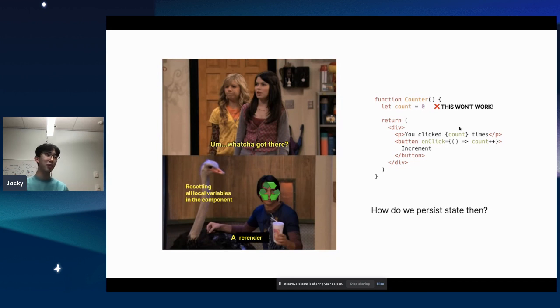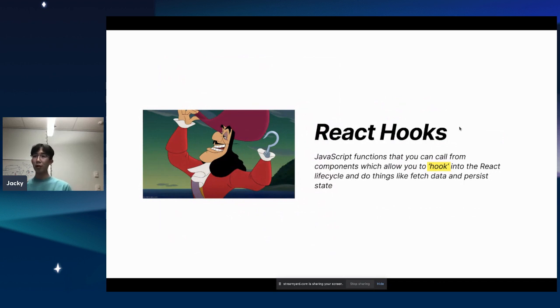So how do we tell React to explicitly memorize state, for example, or how many times we clicked a button? This is the whole point we get to with React hooks. React hooks essentially are just JavaScript functions that tell React explicitly, hey, please remember my data, or please do this when this effect changes. They are functions that allow us to hook into the React lifecycle and do things like fetch data and persist state really easily.